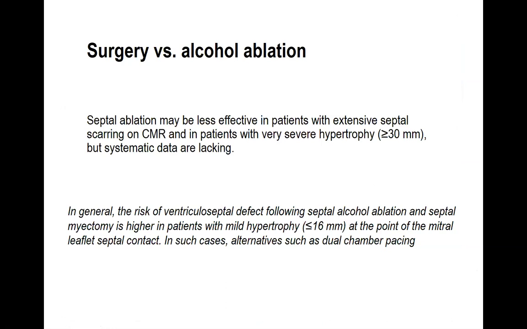So surgery versus alcohol ablation. Septal ablation may be less effective in patients with extensive septal scarring on cardiac MR, and in patients with very severe hypertrophy. That means very thick. If the patient is very thick, or has extensive scarring, usually surgery will do better than alcohol septal ablation. In general, the risk of ventricular septal defect following septal alcohol ablation and septal myomectomy is higher in patients with mild hypertrophy. So if the thickness of the septum is less than 16 millimeters, there is always a risk of complication following each procedure.